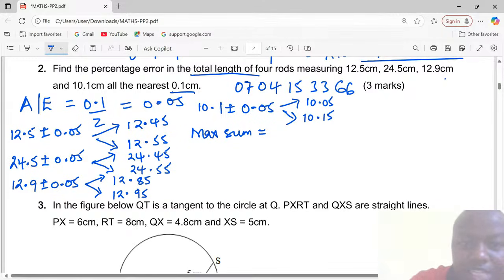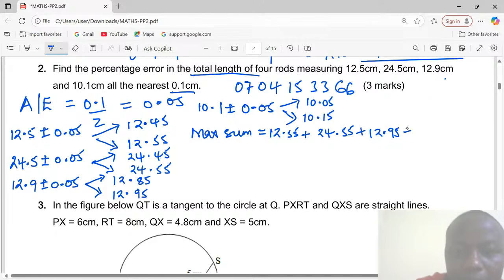So the maximum shall be 12.55 plus 24.55 plus 12.95 plus 10.15. What is this giving us? Let's carry out the sum. This is exactly 60.2 centimeters.